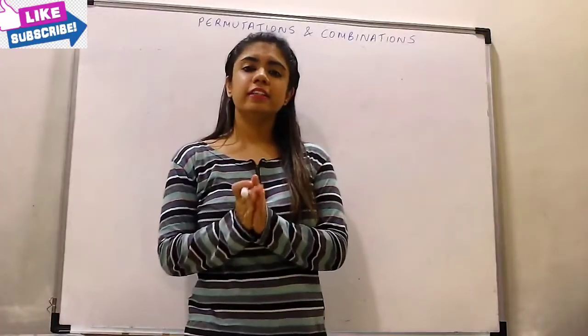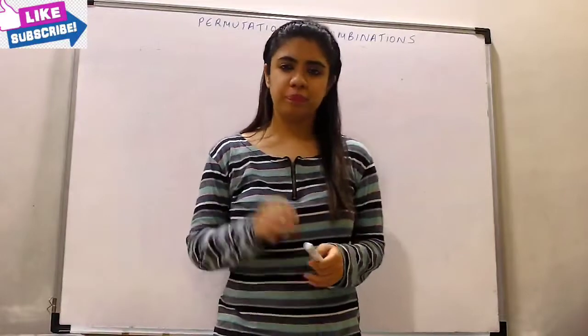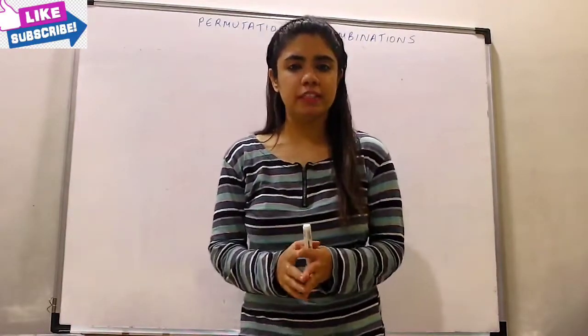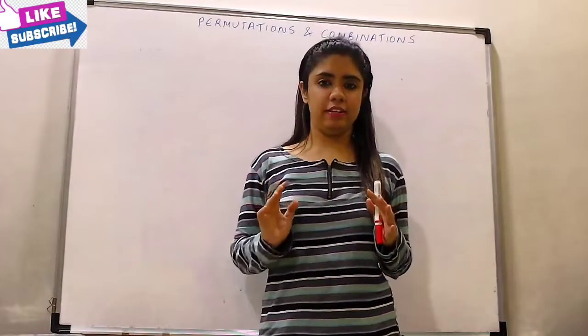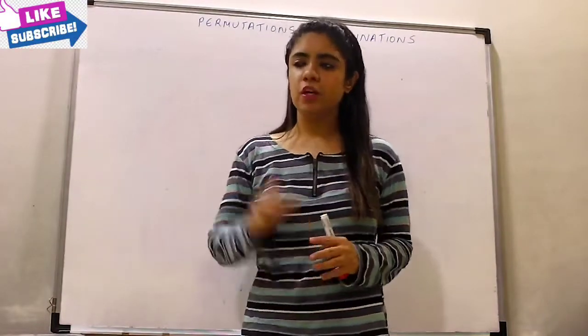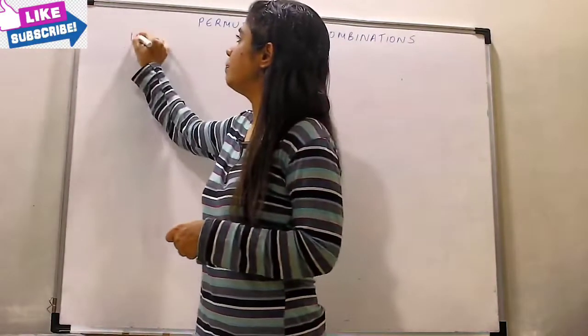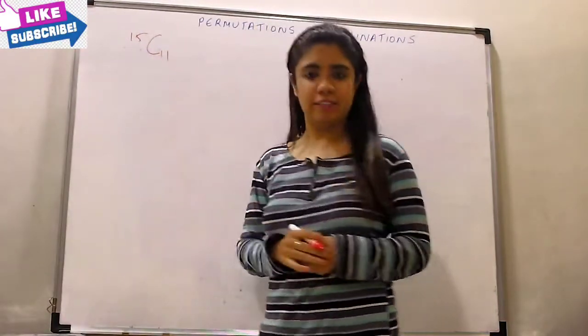Now, do you understand the difference between permutation and combination? I'll give you a very simple example. Let's say I have 15 players and I have to select 11. Okay? I have to make a cricket team of 11. So what will I do? I will use combination. Okay? So out of the 15 players, I will select 11.